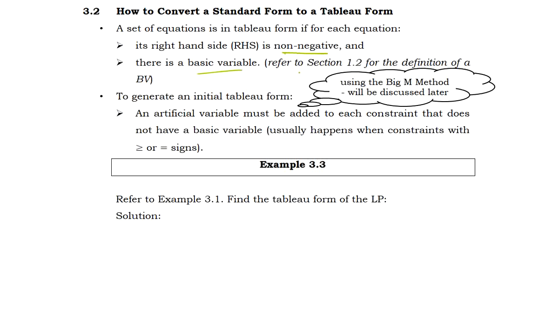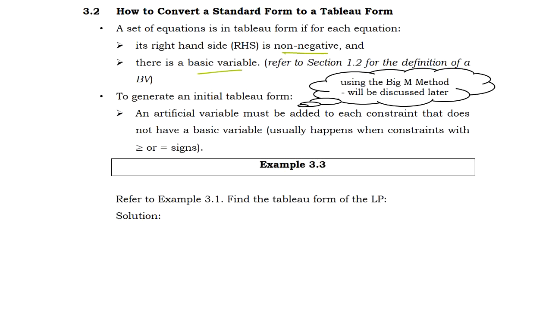So how to generate an initial Tableau form? An artificial variable must be added to each constraint that does not have a basic variable. So usually happens when constraints with greater or equals to signs.